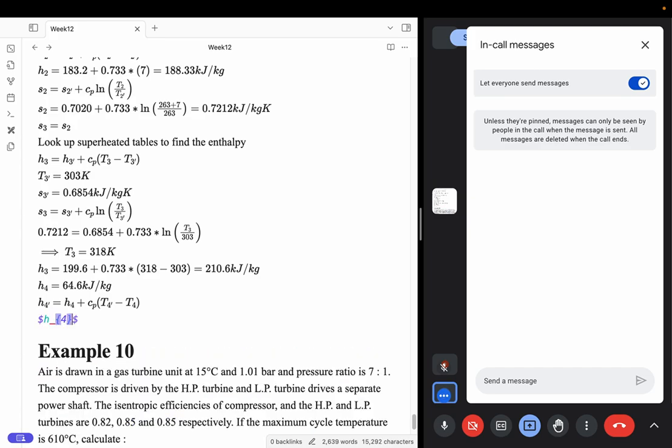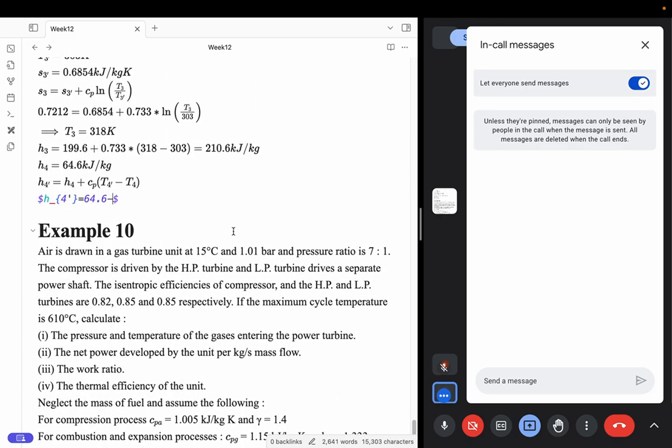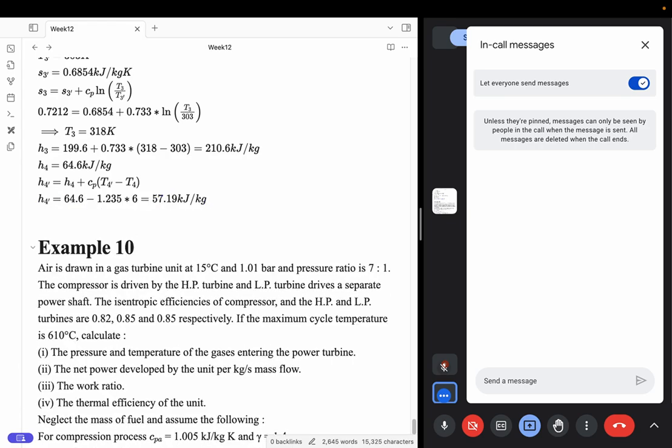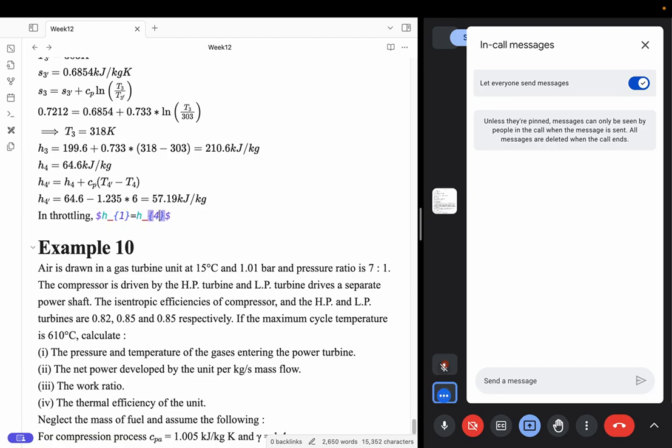H4 prime will be H4, 64.6. Since it is subcooled, the specific heat of the liquid is given as 1.235. So 1.235 times 6, it comes to around 57.19. Now I have H4 prime. In throttling, the enthalpy remains constant, so H1 will be equal to H4 prime, that is 57.19.